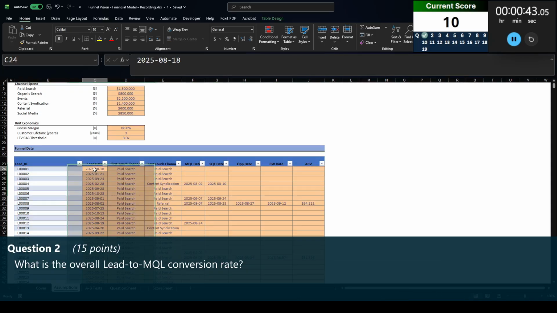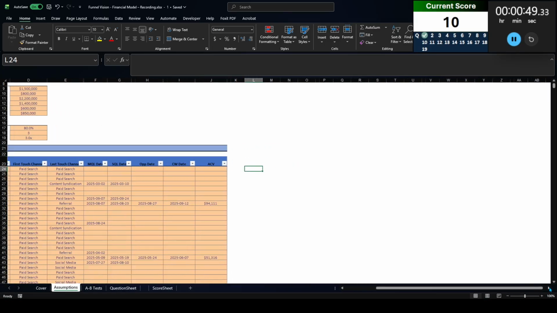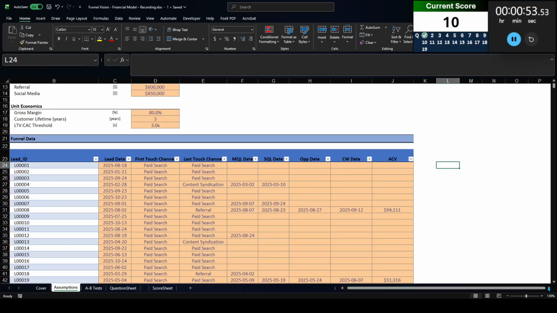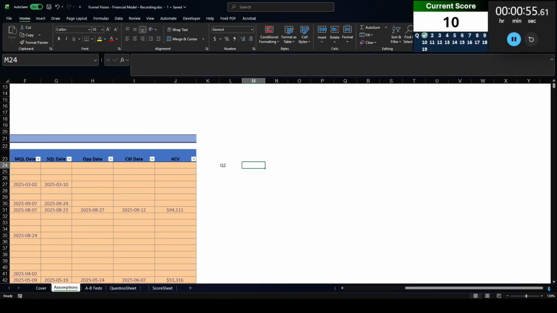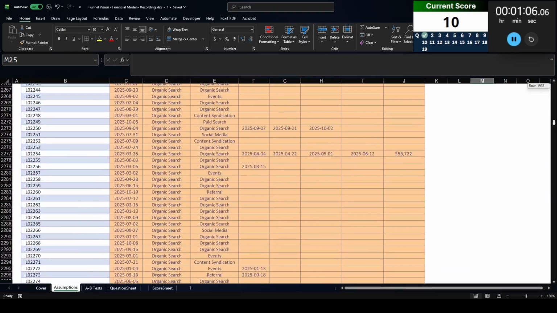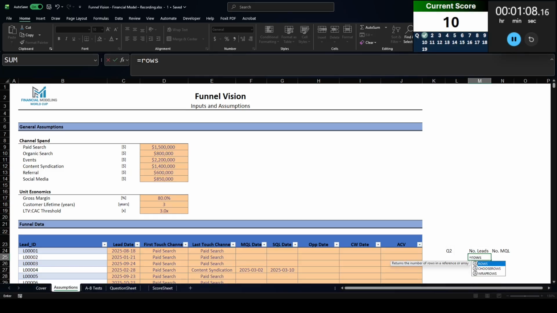Question 2, what is the overall lead to MQL conversion rate? So we're going to take a look at how many leads there are and how many MQLs there are. I did all this over here to the right side of this data, and I'm going to do the same thing here. Let me zoom in a little bit so it's easier to see on the screen. The number of leads was basically the number of rows in this table. Each row in this table was a single lead, right? So I could just do rows of funnel data, just like that.